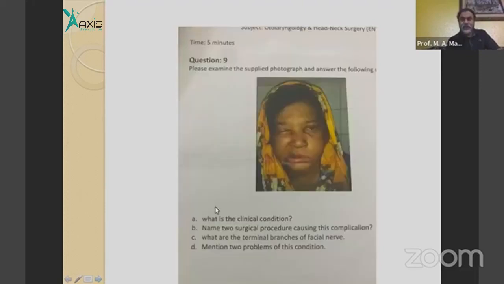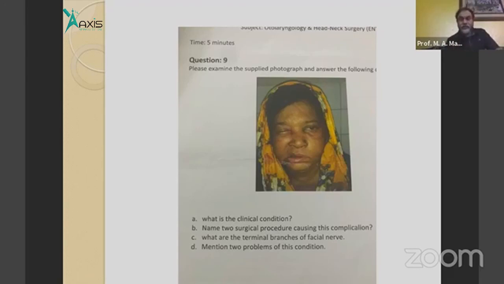I think this is a patient with left-sided facial palsy. Look at this; the patient cannot close the mouth and eyes. So the clinical condition is a patient with left-sided facial palsy. Two surgical procedures causing this complication: one is the classical mastoidectomy operation, another is parotid surgery. Classical two operations: mastoidectomy operation and parotid surgery.